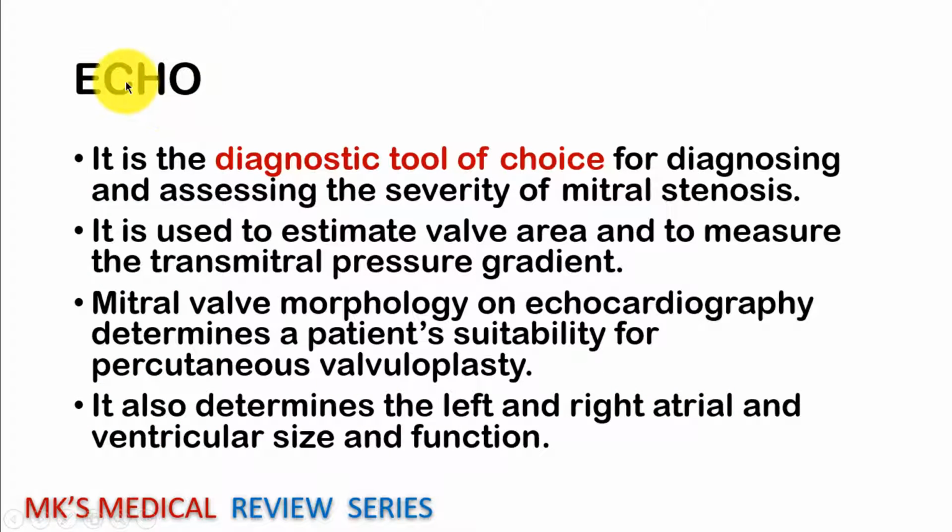And of course, I told you that the echocardiogram is the diagnostic tool of choice. So if on your multiple choice they ask you what's the diagnostic tool of choice for mitral stenosis, it's an echocardiogram. This is going to be used to determine the valve area, and to measure the transmitral pressure gradient. Remember that there's a pressure gradient present between the atrium and the ventricle, which is referred to as a transmitral pressure gradient. The higher the pressure gradient, the worse the stenosis. It means that the atrium has to contract much harder to overcome this obstruction. And of course, the mitral valve morphology on echocardiograph determines a patient's suitability for percutaneous valvuloplasty. It also determines the left and right atrial and ventricular size as well as their functions.